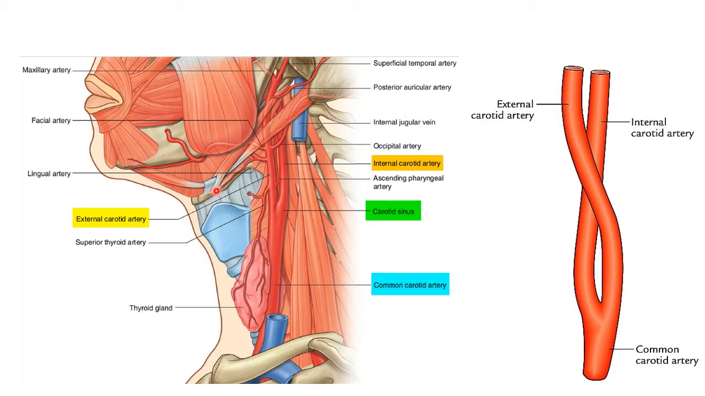The external carotid artery is crossed by the posterior belly of the digastric muscle, and also by the stylohyoid muscle. This is the styloid process and this is the stylohyoid muscle. So it is crossed by the posterior belly of the digastric muscle and the stylohyoid muscle.